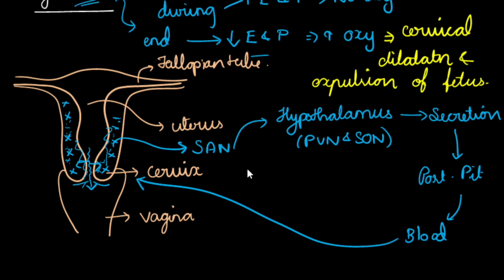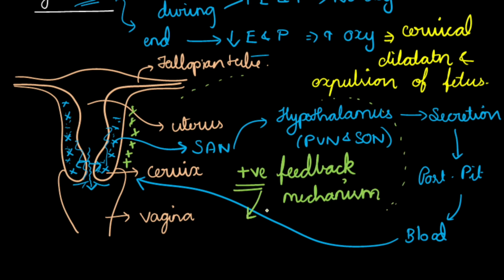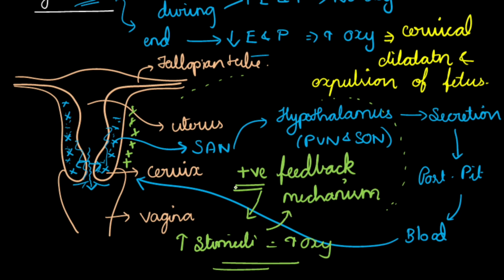This is one of the best examples of a positive feedback mechanism. Depending upon the amount of stimuli, there is an increase in oxytocin secretion, and this leads to the positive feedback mechanism.